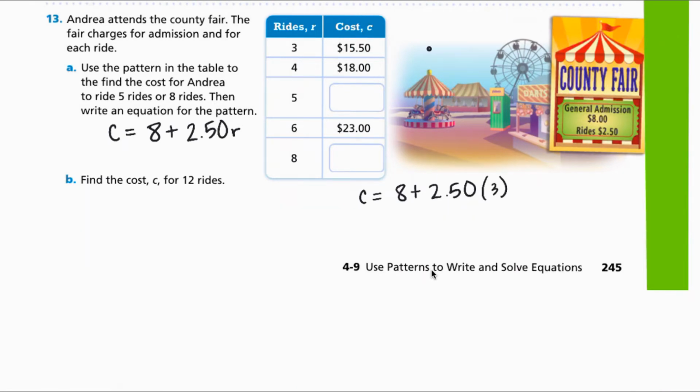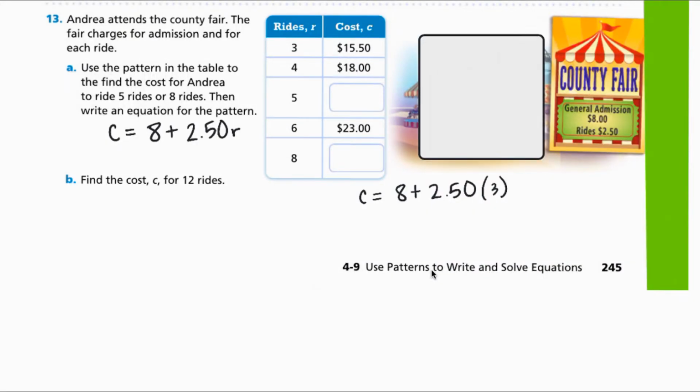Okay, and then I'm going to give myself a little workspace up here. So we have 2.50 times 3. I'm just going to work that out real quick. 2 times 3 is 6, plus 1 is 7. Put our decimal in here, plus 8. We have 15.50. So that works out great. We know that that works.